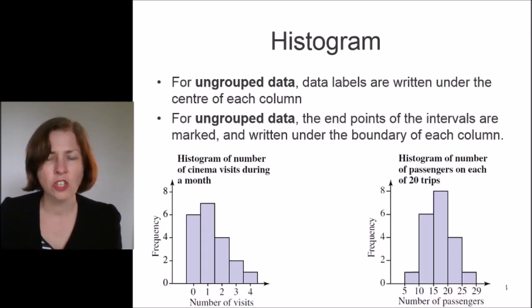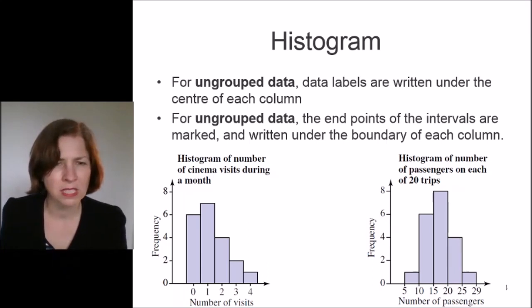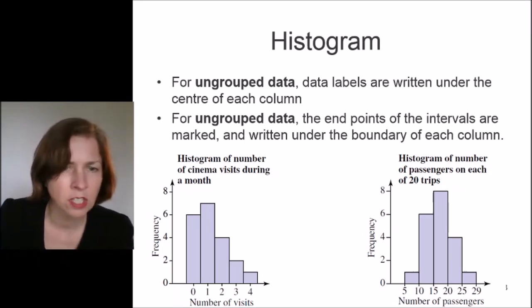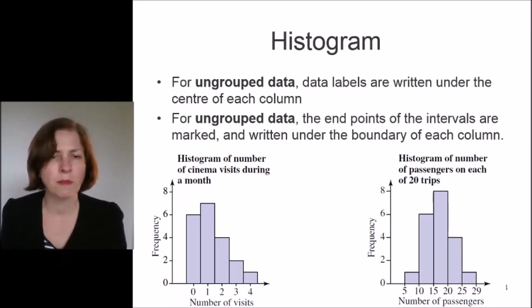On the left there, you can see some ungrouped discrete data that has been presented in a histogram. It's the number of cinema visits during a month. I can see that on my vertical axis I've got frequency, and so I can see that 6 people went no times to the cinema during that month, and it looks like 7 people went once, 4 people went twice, 2 people went 3 times, and 1 person went 4 times. That's my ungrouped data, where there is a separate column for every number.